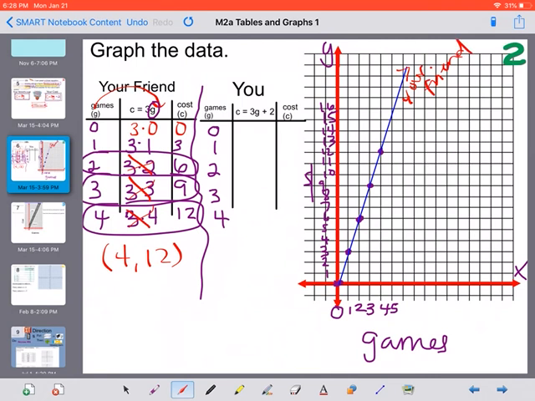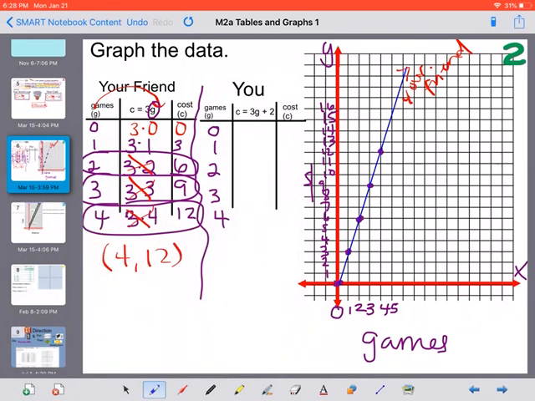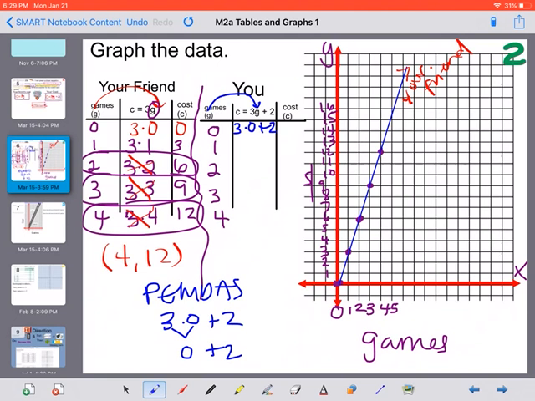But what about you? Let's take a look at the equation for you. Your equation is $3 times the number of games. So first our number of games is 0, but then we have to add $2 for our shoes. 3 times 0 is 0. Always do order of operations here, PEMDAS. Always multiply first. So we have $0 plus 2, which is $2.